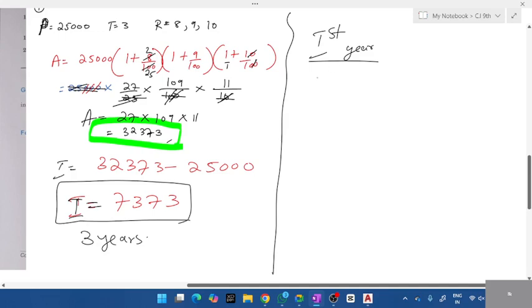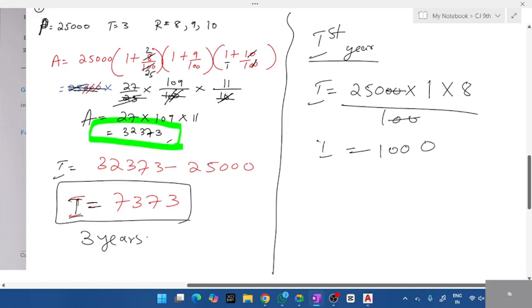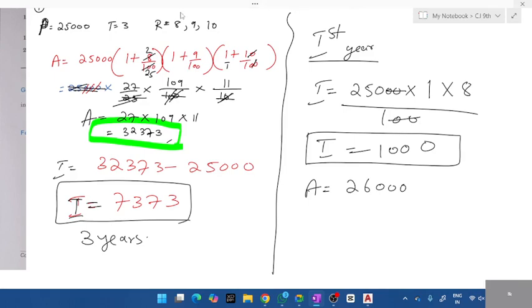First year. Principal is 25,000. I want to calculate interest. 25,000. What will it take time as? In compound interest, what do you take time for first year? 1. And the rate was 8% for first year. 8 divided by 100. Two zeros get cancelled. 250 into 8 is 1000. What is the interest for first year we got? 1000. What will be the amount? 25,000 plus 1000 is 26,000.